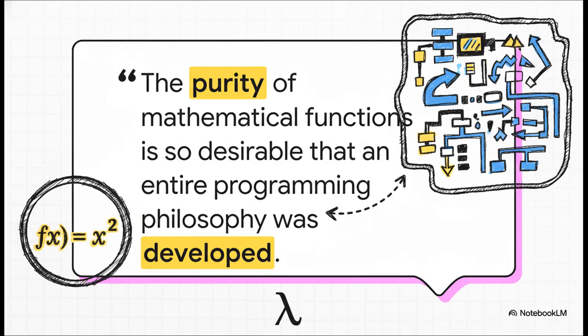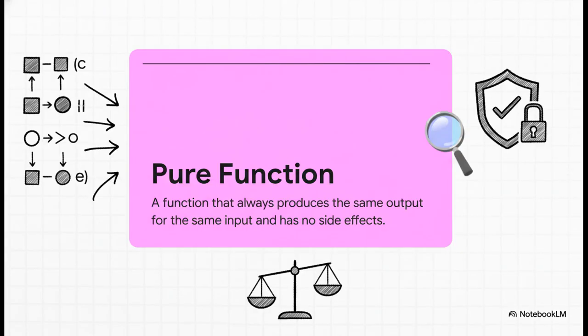So what happened next is pretty cool. After decades of dealing with the messiness of side effects and unpredictable code, programmers started getting nostalgic. They started to miss the simplicity and the total predictability of that original mathematical idea. They wanted that purity back. And this is the key concept they decided to borrow back from math. They called it a pure function.